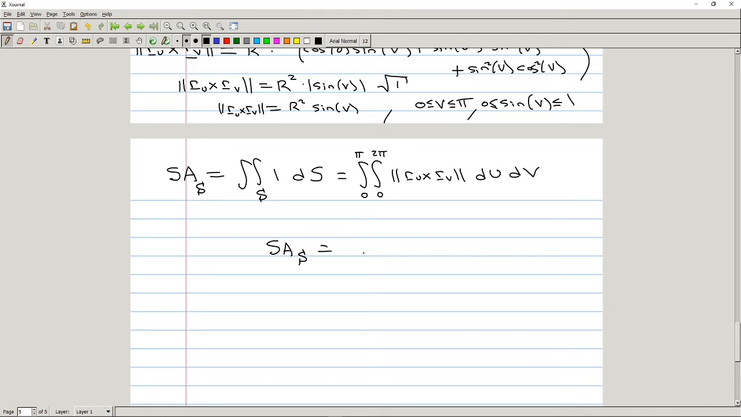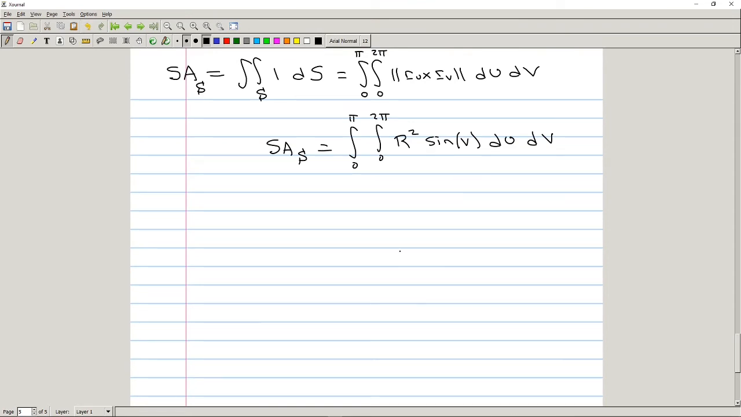This is going to be the integral from 0 to pi, integral from 0 to 2 pi of just r squared times sine of v. And this first integral, the function doesn't depend on u at all. So this first integral is just equal to 2 pi. And we have that this is the same thing then as 2 pi r squared times the integral from 0 to pi of sine of v dv.